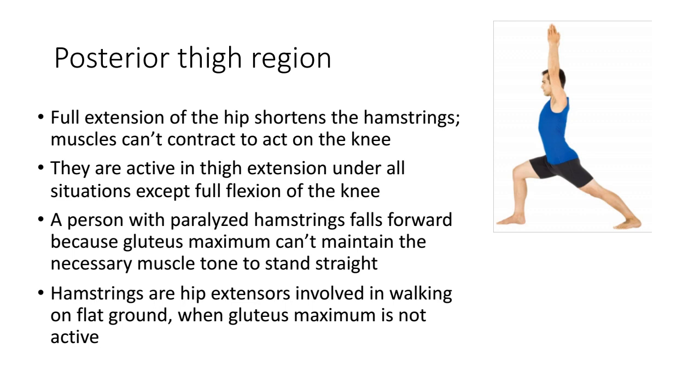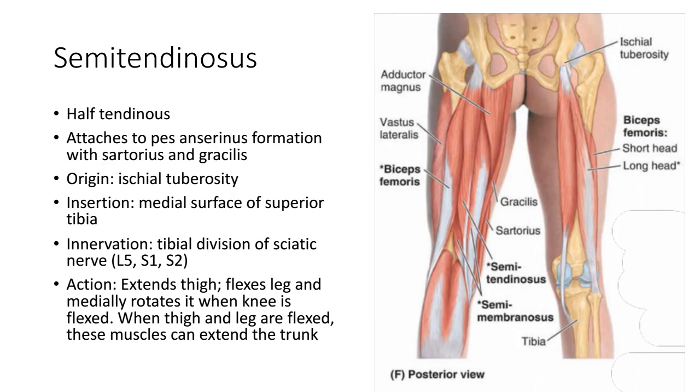A person that has paralyzed hamstrings will fall forward because the gluteus maximus can't maintain the necessary muscle tone in order to stand straight. The hamstrings are hip extensors that are involved in walking on flat ground when the gluteus maximus is not active. The semitendinosus muscle is on the medial side.